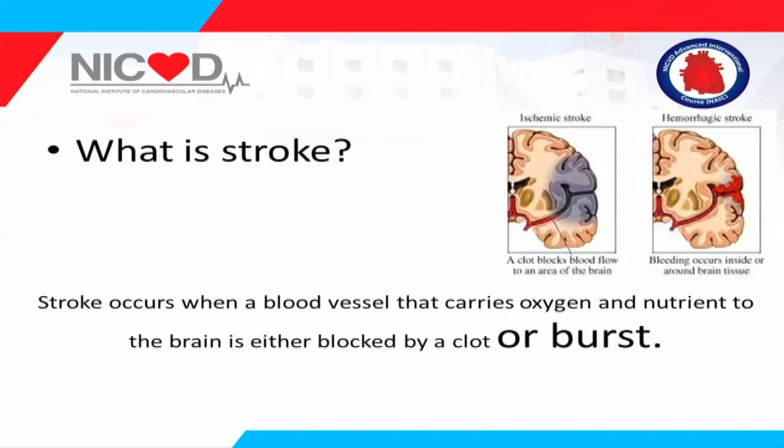We call stroke a brain attack. The definition of a stroke is when a blood vessel that carries oxygenated blood or nutrients to the brain is either blocked or burst. If it's blocked, it's an ischemic stroke, and if it's burst, it's a hemorrhagic stroke.